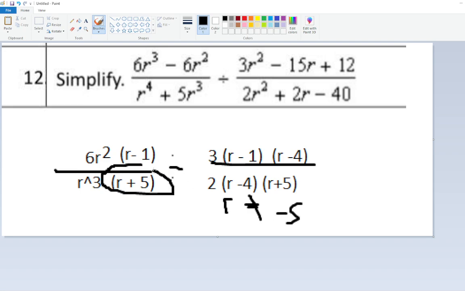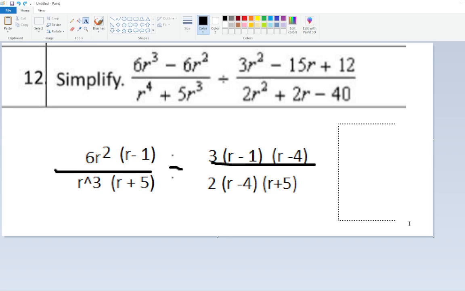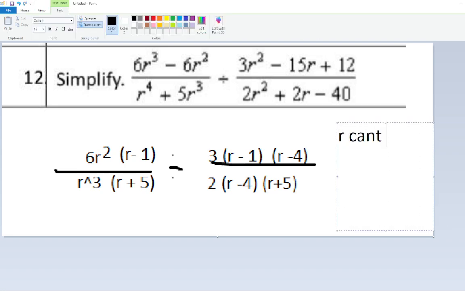Over here is minus 5 as well. But here it's just 0. Whenever you have an R all alone that's multiplying something, like R cubed here, if R was 0, this would make the whole bottom 0. So here are our restrictions so far. Don't stop. Don't cancel yet. R can't be 4, minus 5, or 0.